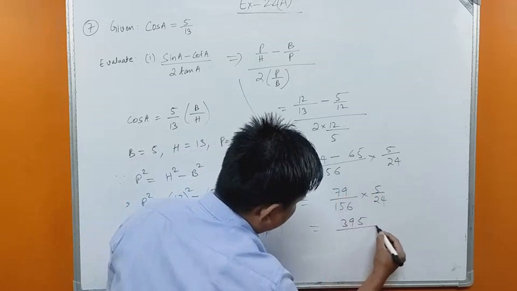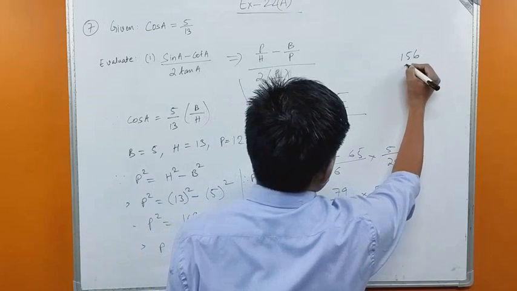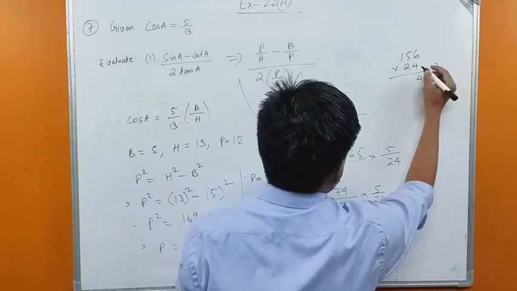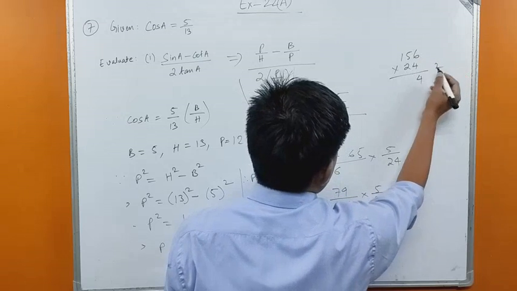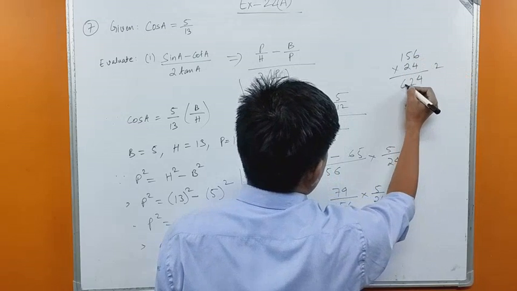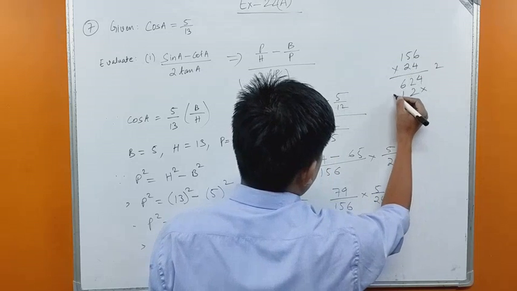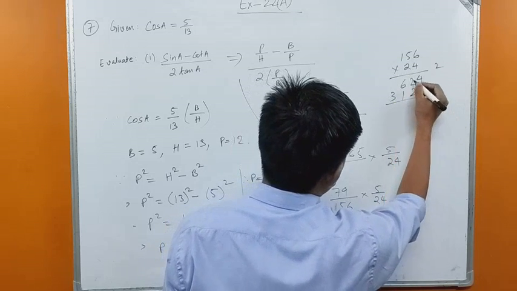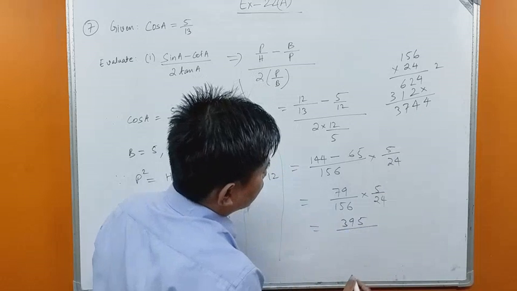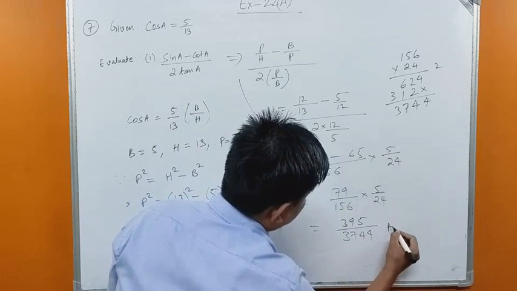So 395 upon 24 into 156, isn't it? 156 into 24 gives 3744. So this is the answer for question number 1.